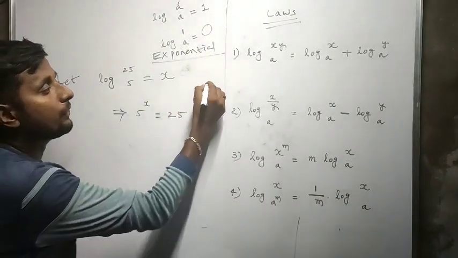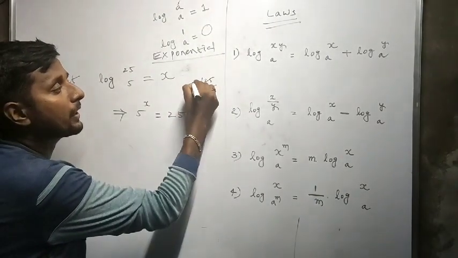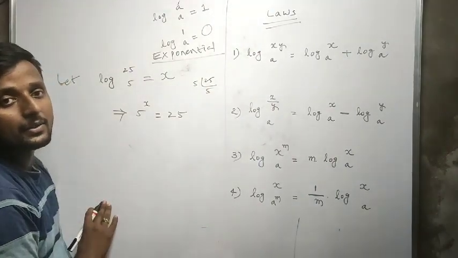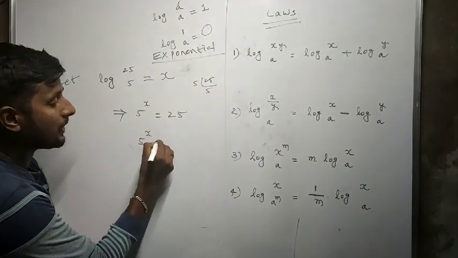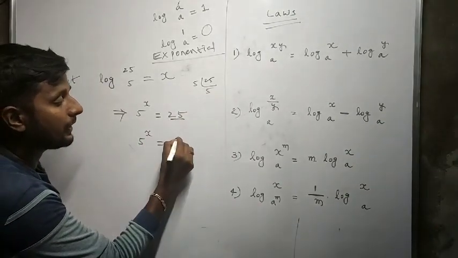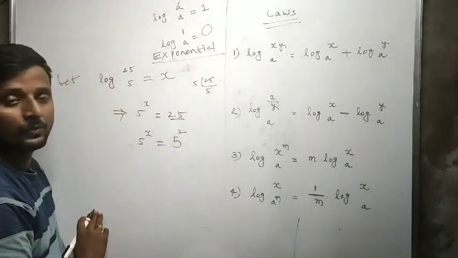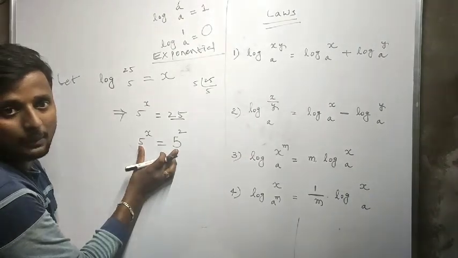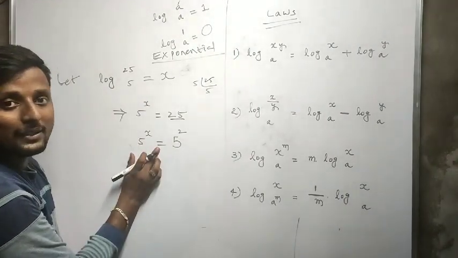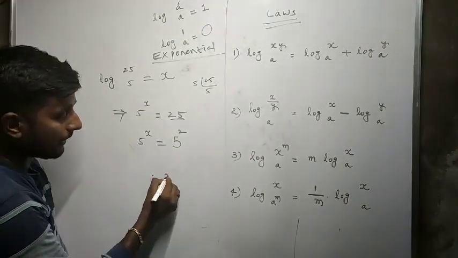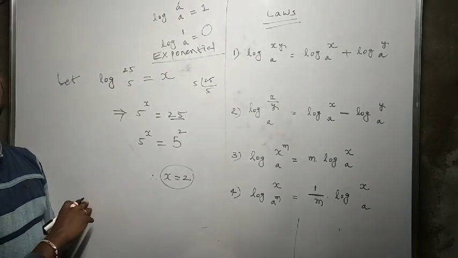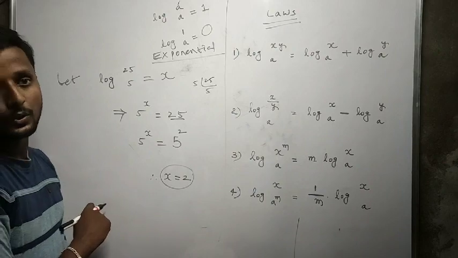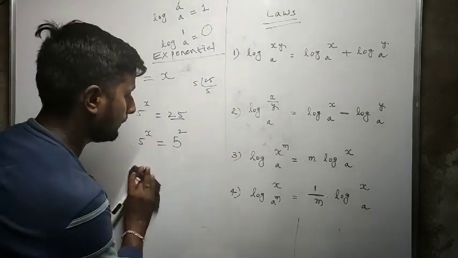Now 25, if you do prime factorization, we'll write it as 5 into 5. So 5 power x I'll write as it is, and 25 I can write as 5 power 2. Look here, the bases are the same and we have an equality sign. So therefore I can write x is equal to 2. X is equal to 2.